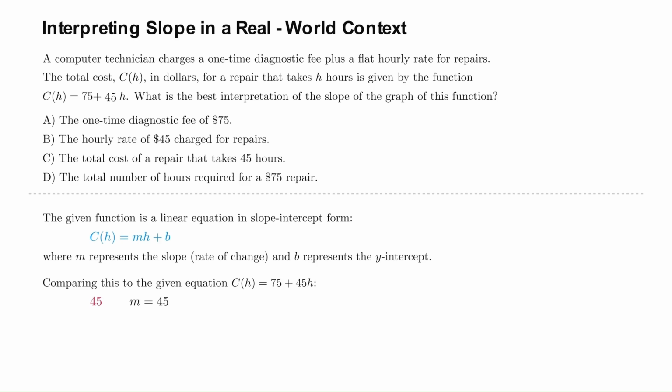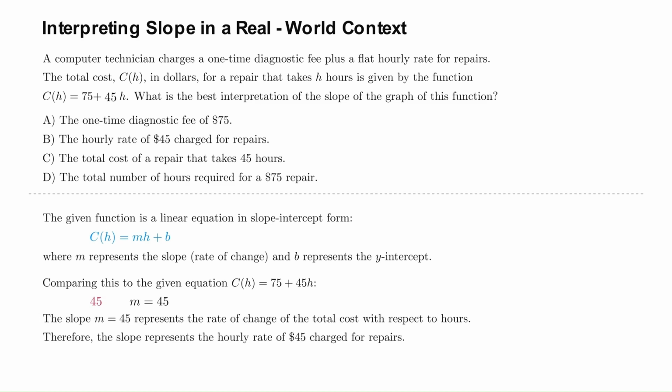In this real-world context, the slope of 45 represents the rate of change of the total cost with respect to hours. In other words, for each additional hour of repair, the cost increases by $45. This tells us that the slope represents the hourly rate of $45 charged for repairs.